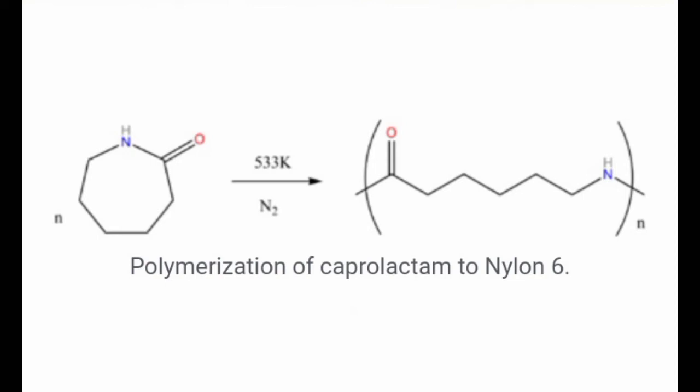Caprolactam opens its ring, breaking a bond between nitrogen and carbon in an inert atmosphere of nitrogen at 533 Kelvin to form C double bond O, CH2, CH2, CH2, CH2, CH2, NH. This repeating unit joins with other similar repeating units to form a long chain polymer.